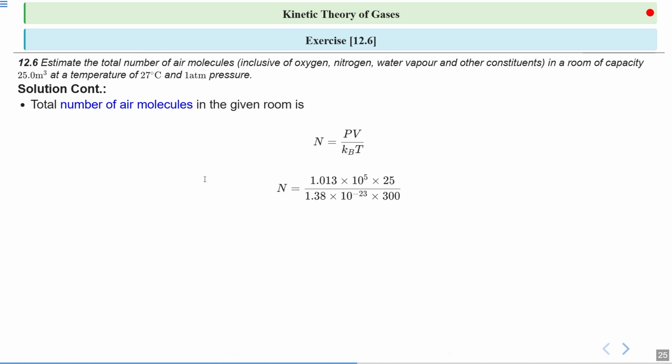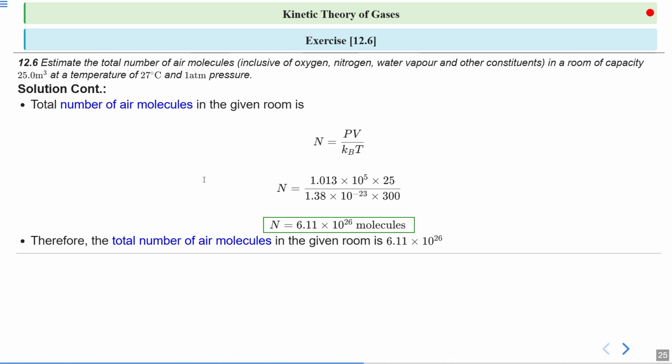So now let's substitute the values into the formula. So N equal to 1.013 into 10 raised to the power 5 into 25 divided by 1.38 into 10 raised to the power minus 23 into 300. Here we convert the temperature to Kelvin by adding 273 to the Celsius temperature. So after performing the calculation, we find that N is equal to 6.11 into 10 raised to the power 26 molecules. Therefore, the total number of air molecules in the room is 6.11 into 10 raised to the power 26.